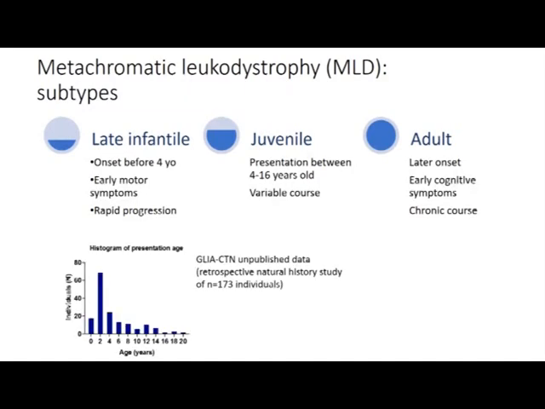Within our natural history study, we're following the retrospective medical records for 173 individuals who are currently enrolled in our study. And we found that the majority of individuals enrolled in our larger study presented before the age of 2 years, which would fit with what is published in the literature, with late infantile being the most common form.